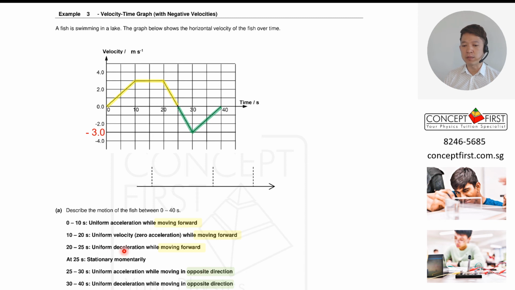So now take a look. Between moving forward and moving backward, at time 25 the velocity is 0, so we say it's stationary. At that very moment we call it momentarily. So now we move on 30 to 40 seconds. Again, the value of the speed changes from 3 to 0, so it is slowing down, decelerate in the opposite direction.